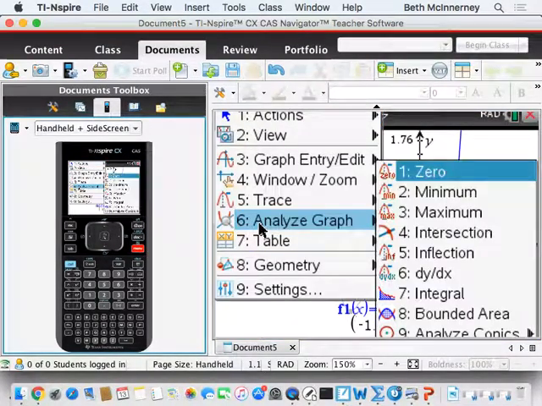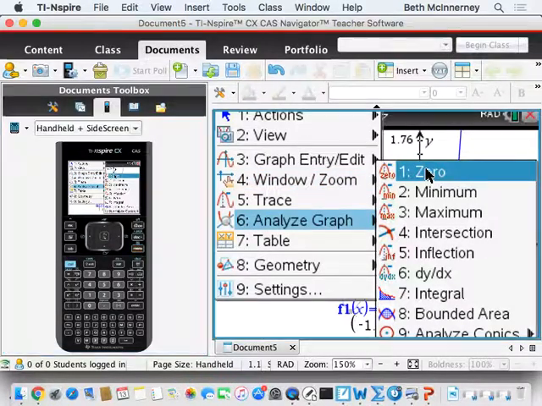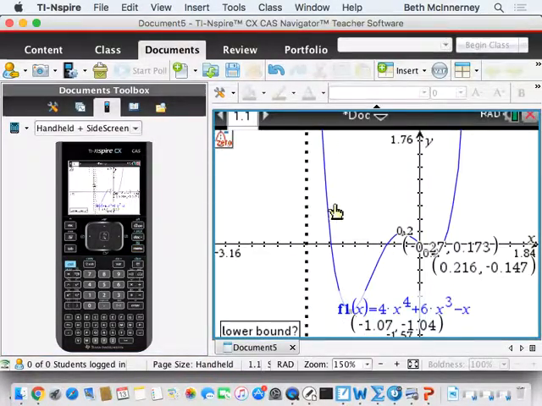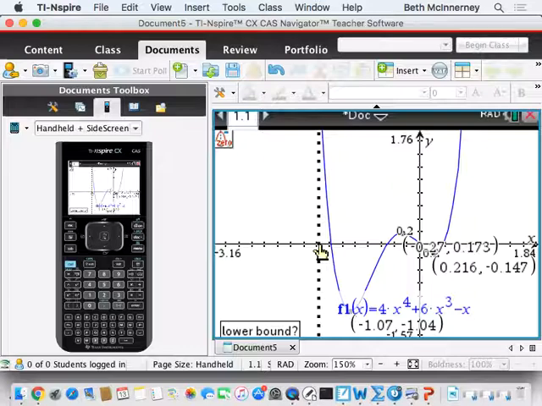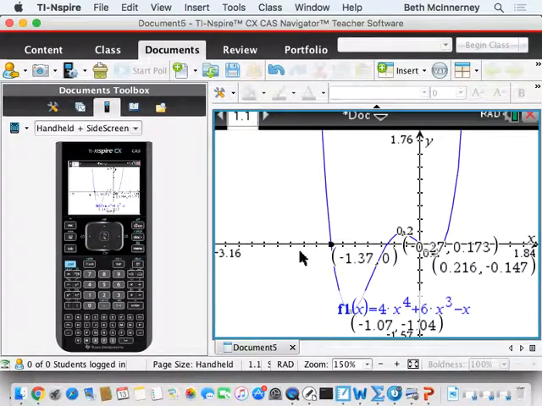If I want to find the x-intercepts, those are the zeros. For those of you with a graphing calculator, I press menu, number 6, zeros, and then you move it a little to the left, tap, a little to the right, tap. And that's negative 1.37. On Desmos, I think you can just hover on that and it should be pretty close.